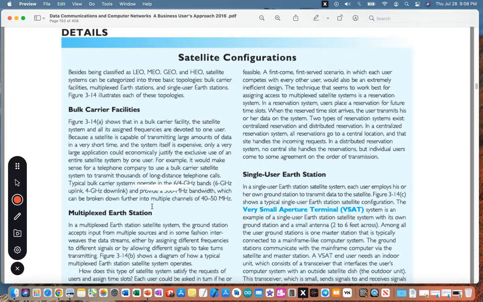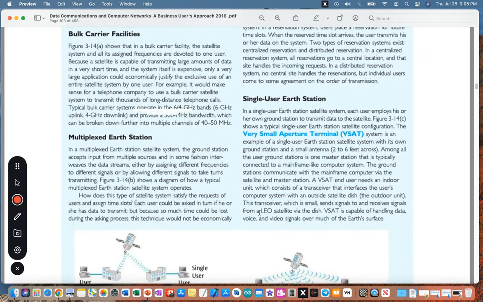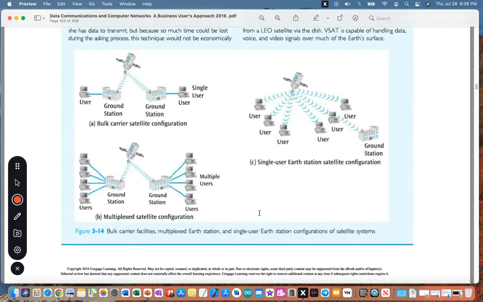This is very nice because it shows, beside being classified as LEO, MEO, GEO, and HEO, satellite systems can be categorized into three basic topologies: bulk carrier facilities, multiplexed Earth station, and single Earth stations. And there are more details here, and there is a figure that shows the bulk, the multiplexed, and the single.